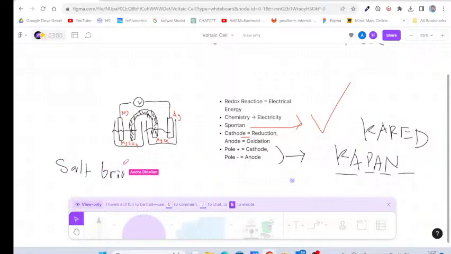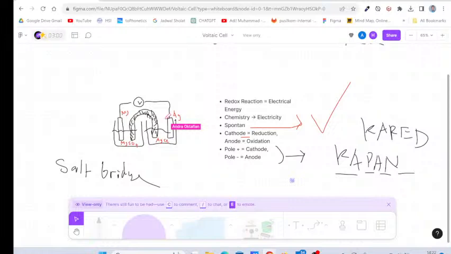The function of the salt bridge is to neutralize the excessive amounts of anions or cations on both sides, so the reaction can continuously work without any stop in the middle of electron transfer. Yeah, to neutralize.